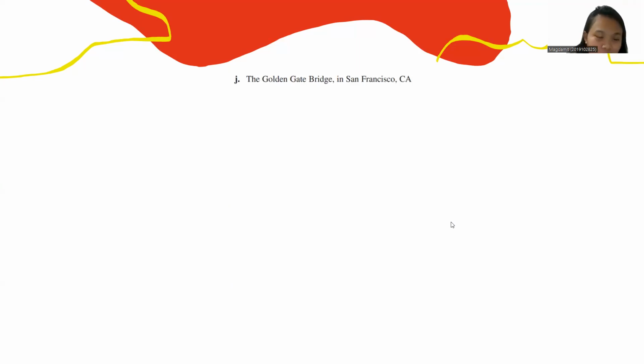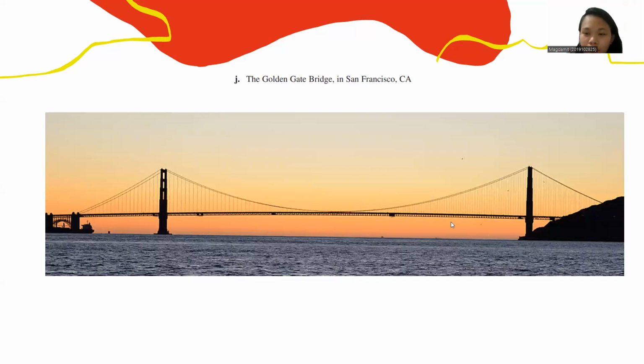Lastly, the Golden Gate Bridge in San Francisco, California, has two C2 axes perpendicular to each other, one of which is collinear to the length of the bridge. The bridge also has 2 mirror planes collinear to the axes mentioned, which classifies the bridge as C2v.